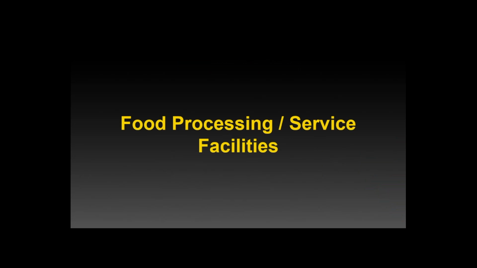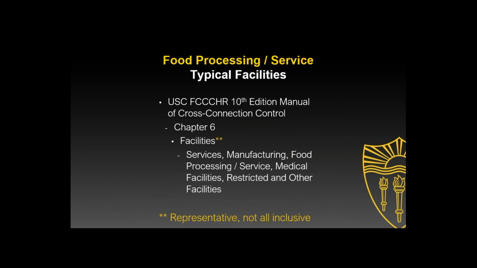Now to focus more on what we are looking at today, which is the food processing and service facilities. So this could be plants, could be some of the food service facilities and things like that. Where do you start in regards to all the different food processing facilities that are out there? One of the things that is helpful is that if you look at our manual, the USC 10th edition manual, we do have a chapter that relates to facilities.